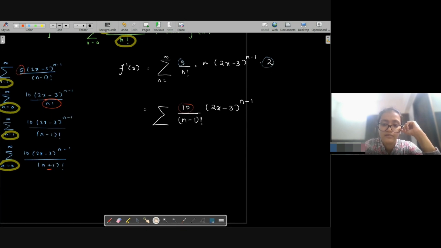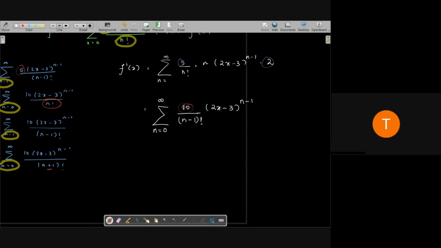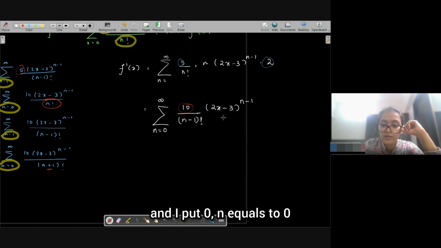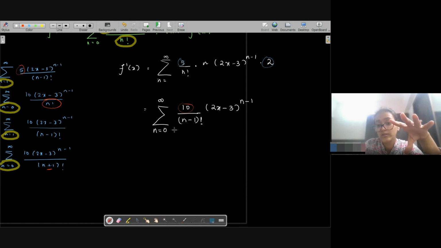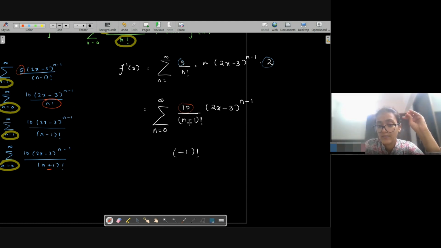For that, the reason is, if here I write n going from 0 to infinity, and I put n equals 0, you will get 0 minus 1, which is minus 1 factorial. And that is nothing. That doesn't make sense. So you have to start from n equals 1.